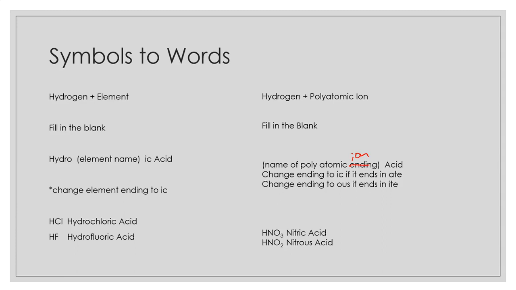So HNO3, because it's a polyatomic ion there, we're just going to start off with the name. So NO3 is nitrate, but ate will go to ic. So instead of becoming nitrate, it becomes nitric acid there. NO2, on the other hand, is nitrite. We have H and a polyatomic ion, so we change the ending to ous, so this becomes nitrous acid. Not too bad there.